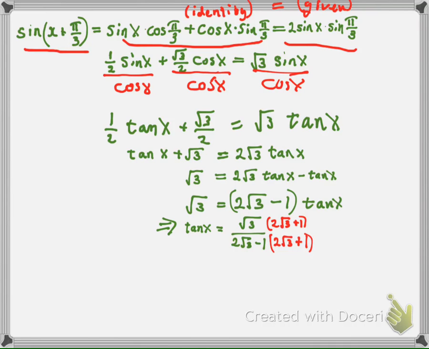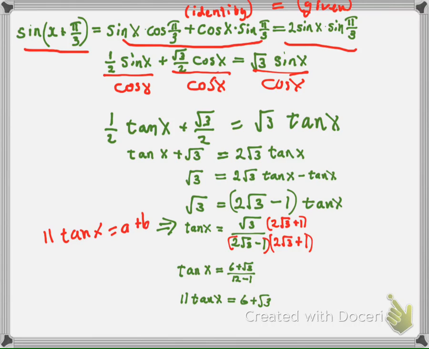then that will rationalize the denominator, and working ahead, I think that the denominator is going to be 11. And indeed it is, so we multiply both sides by 11, and we get 11 tangent of x equals 6 plus the square root of 3. So the format that the authors intended here was that the 11 tangent of x would be equal to a plus b root 3.